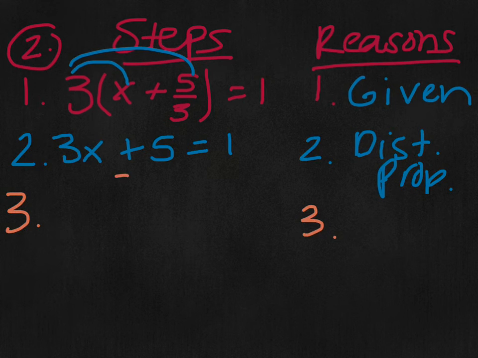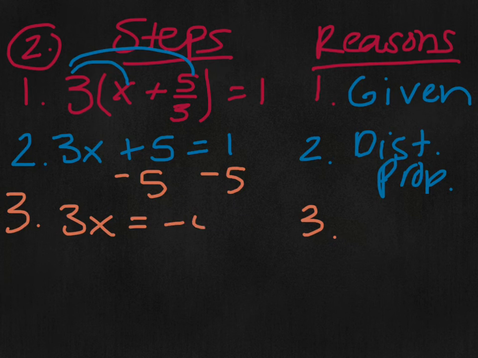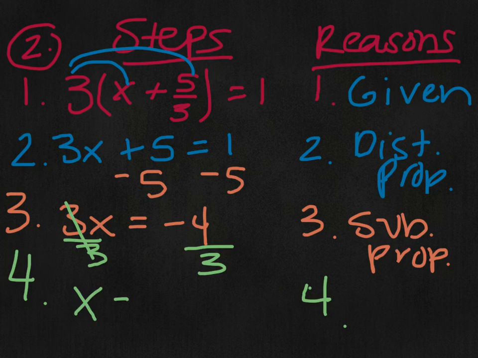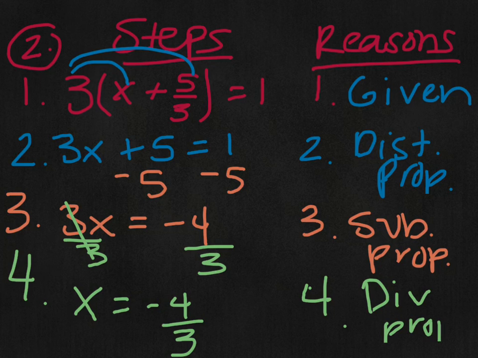And then our third step is we have to subtract the 5 to get 3x is equal to negative 4. Again, we subtracted the same thing on both sides, so that's the subtraction property. And then step 4, our last step, we have to divide by 3 to get x is equal to negative 4 over 3. We divided the same thing on both sides, so that's the division property of equality. And there you go. There's proof number 2.